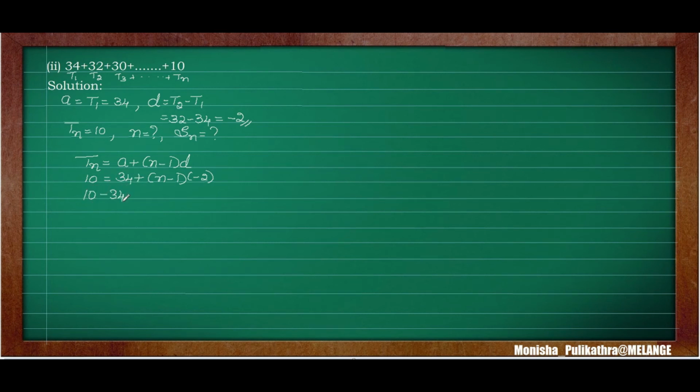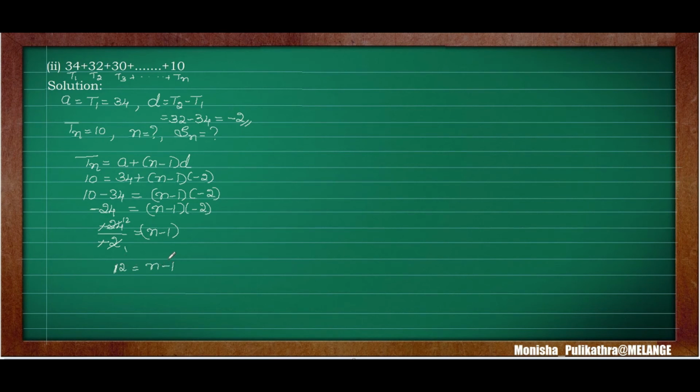So 10 minus 34 is equal to n minus 1 into minus 2. So 34 minus 10 is 24. The larger number is 34, so we need to retain that minus sign, is equal to n minus 1 into minus 2. In the next step we need to take this minus 2 to the divide side. So it will become minus 24 divided by minus 2 is equal to n minus 1. So here minus minus gets cancelled, and 2 1s are 2 and 2 12s are 24. So it will be 12 is equal to n minus 1.